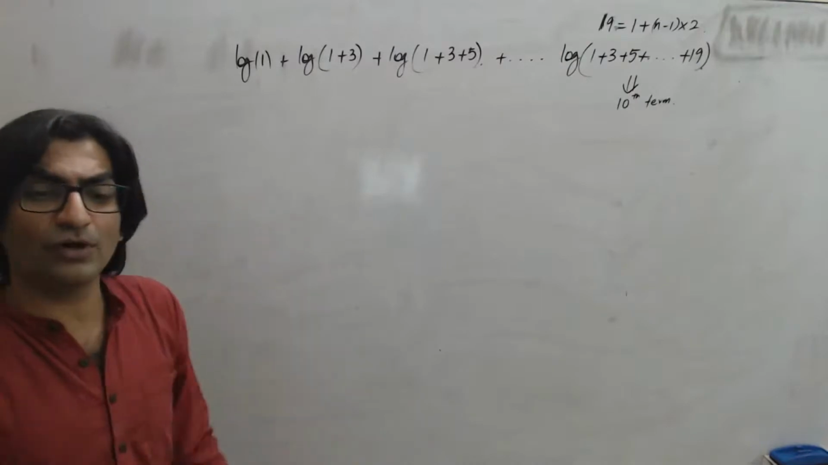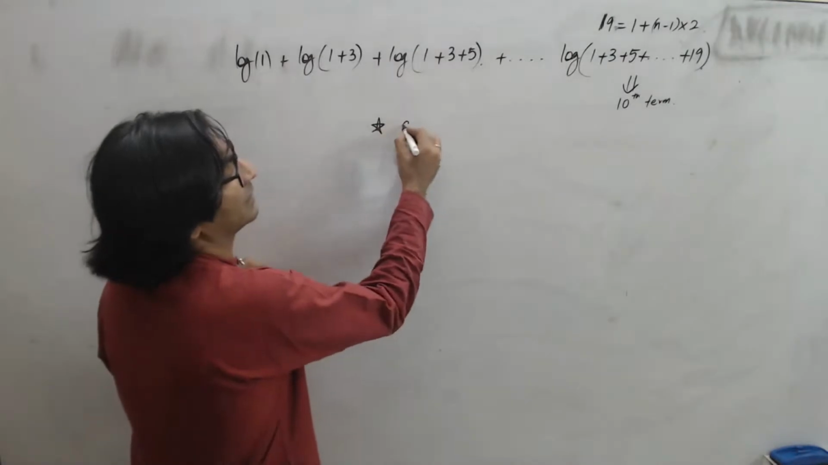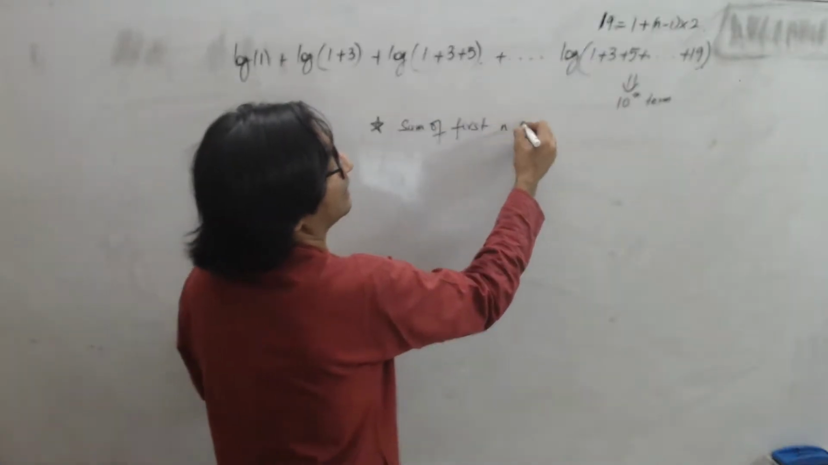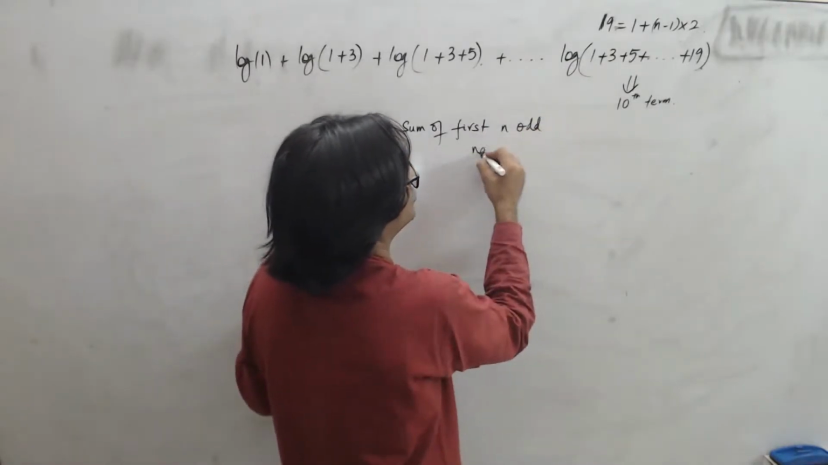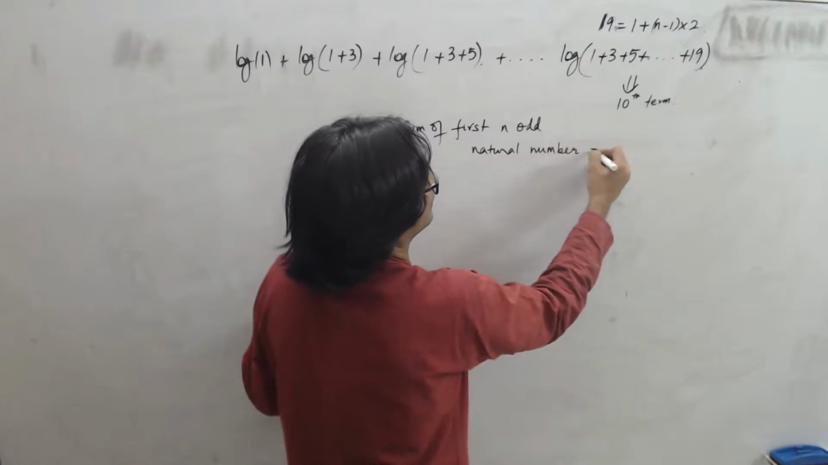Now there's one more trick to remember here. The sum of the first n odd natural numbers is equal to n square.